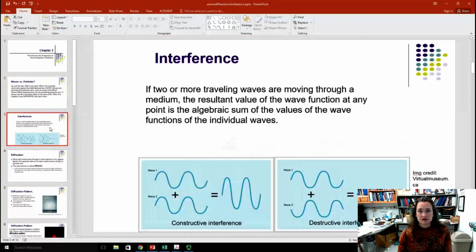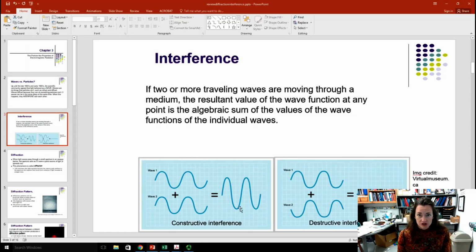Now, what is the physics definition of interference? Well, if two or more waves are moving through a medium and they're in the same place at the same time, then the resultant value of that wave function at any point is the algebraic sum of the values of the wave functions of the individual waves. So I'm just going to give you the two extreme examples here.